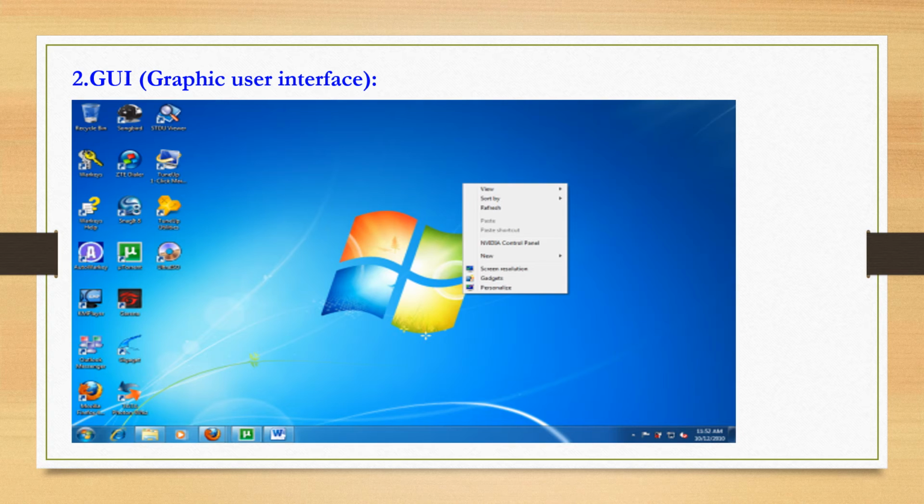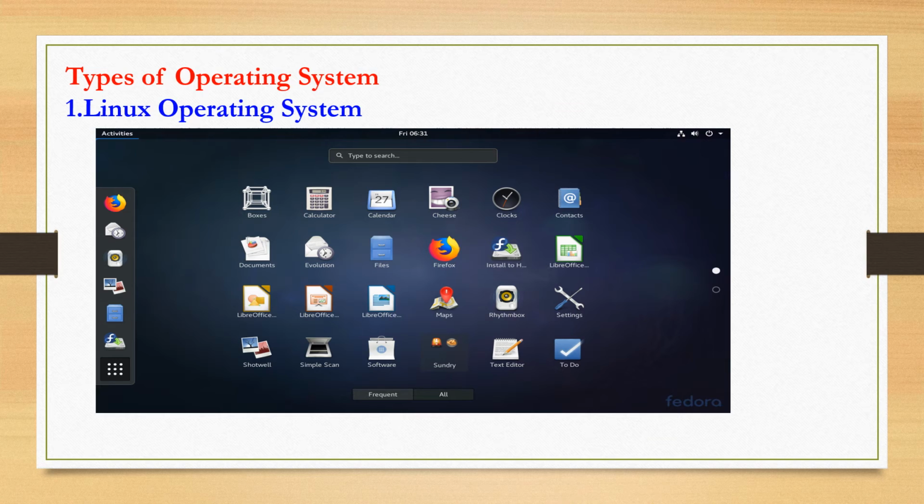Now let's understand the types of operating system. First, the operating system which is not familiar to all of us. We have not seen this particular operating system. This operating system was developed by Linus Torvalds. Later on, changes were made by many programmers. This is one of the safest operating systems, and that's why important offices use the Linux operating system.